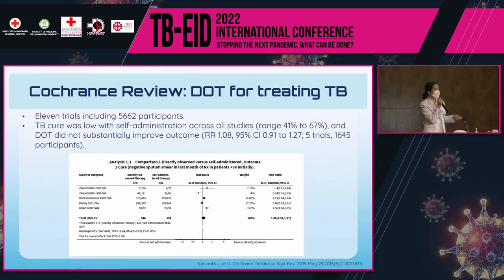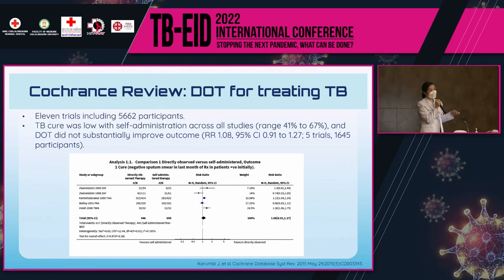This is a Cochrane review of DOT for treating TB. It included 5,600 participants in 11 trials, and treatment success was low with self-administration across all studies, ranging from 41 to 67%. DOT did not substantially improve outcomes, with a risk ratio of about 1.08 and a 95% CI of about 0.9 to 1.2. This was included in 5 trials covering 1,600 participants.